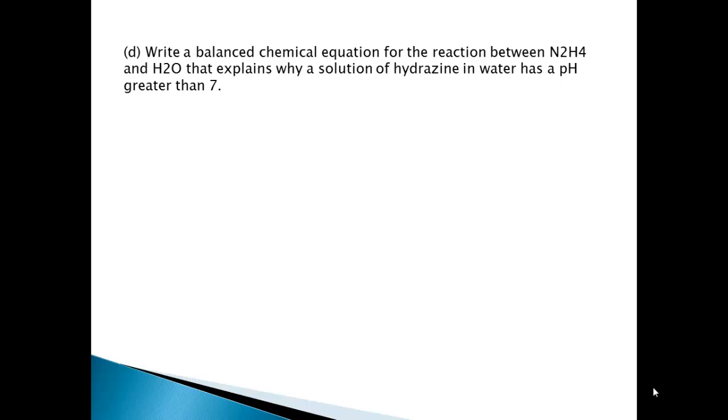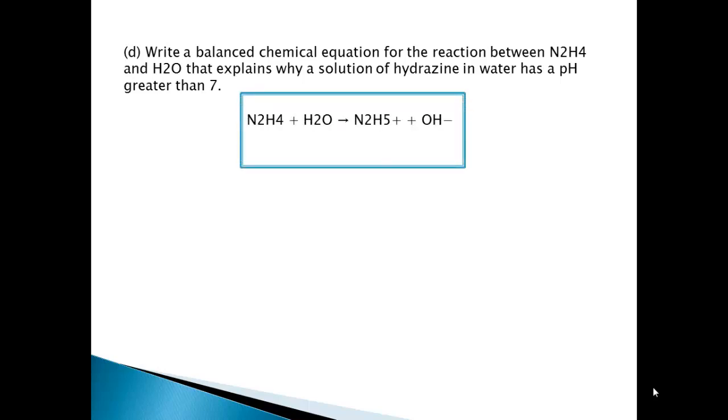Alright, for part D, write a balanced chemical equation for the reaction between N2H4 and H2O that explains why a solution of hydrazine in water has a pH greater than 7. So, when you combine N2H4 and H2O, they make N2H5 plus and OH minus. And the reason for having a pH greater than 7 is, well, there's hydroxide on the product side, and that's a base, and bases have a pH greater than 7. So the resulting solution has a pH greater than 7.